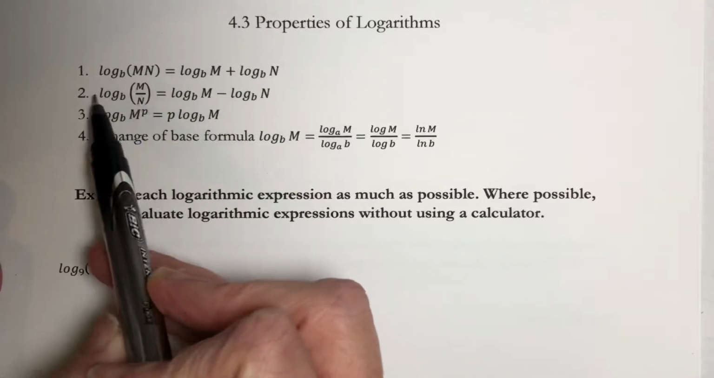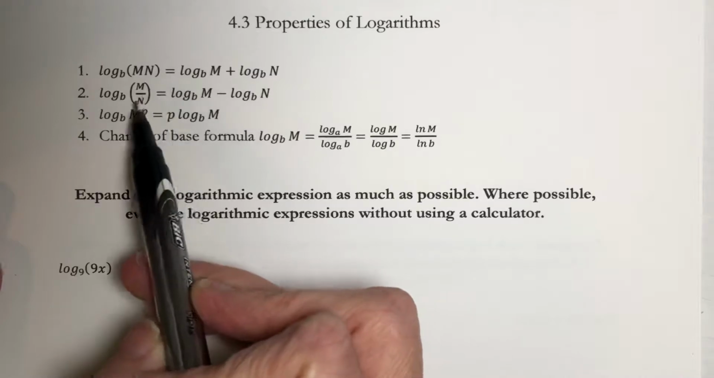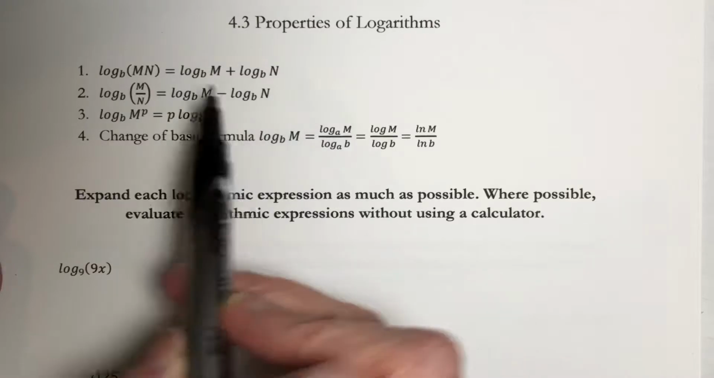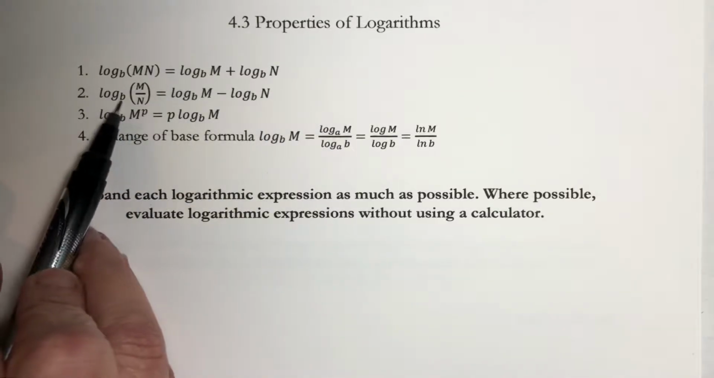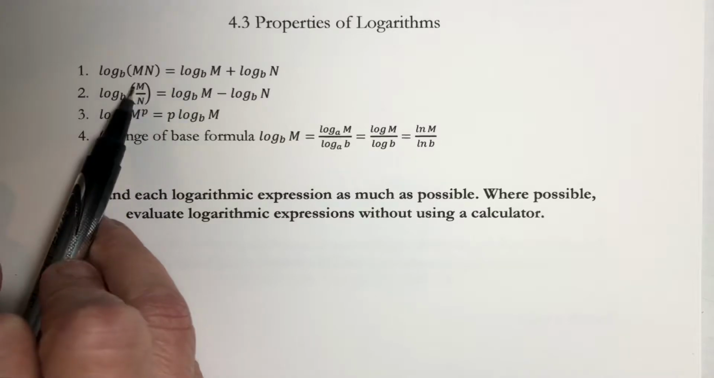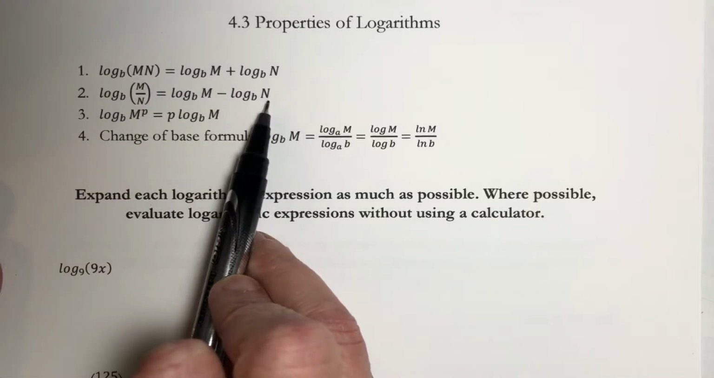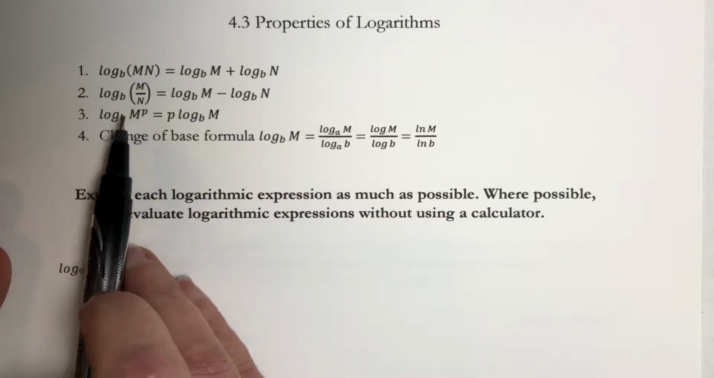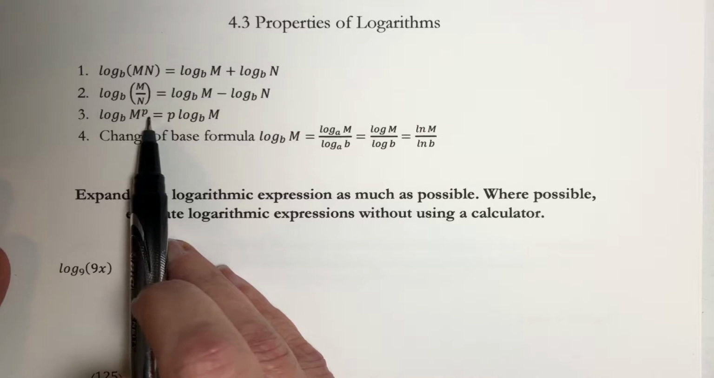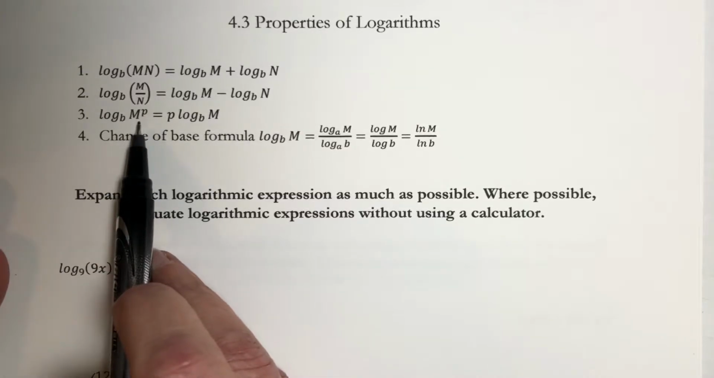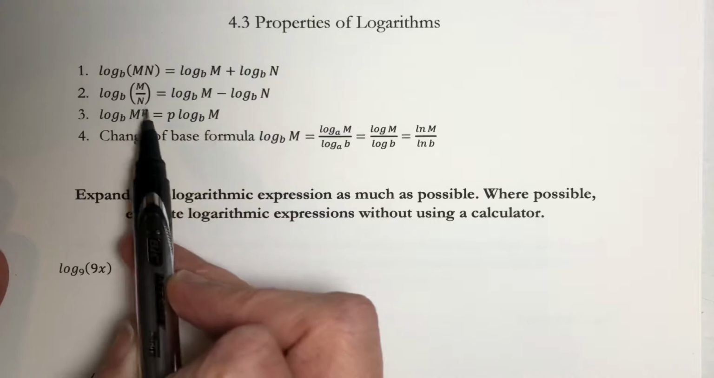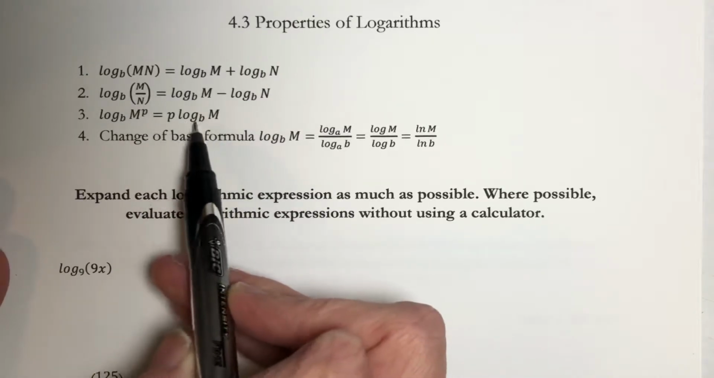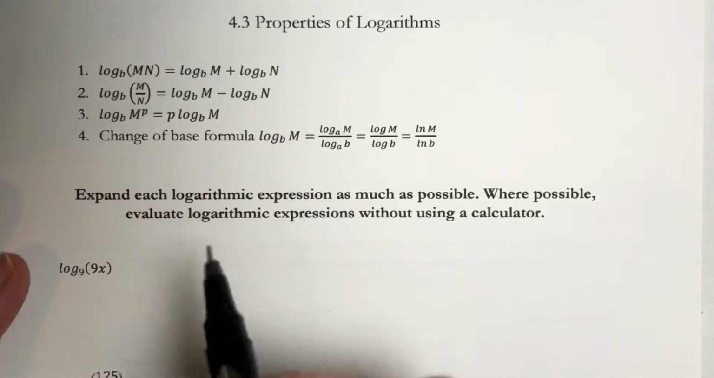If you have a log and your argument is a division, then you are allowed to split it up into a subtraction problem with 2 logs, and they're going to have the same base as you had here. It's always the numerator minus the denominator. Now right here, if we have log base b of something to a power, so if our argument has an exponent on it, one thing we are allowed to do is take this exponent and move it to the front, and it becomes a multiplier, which is nice.